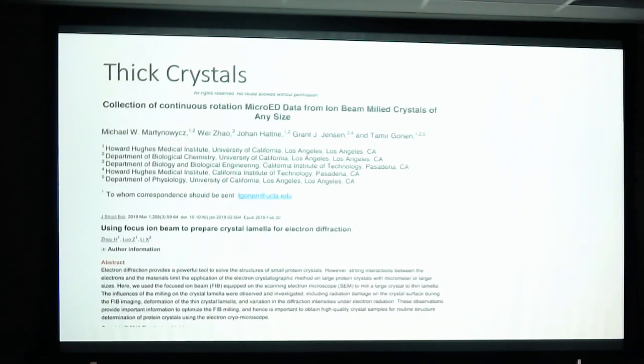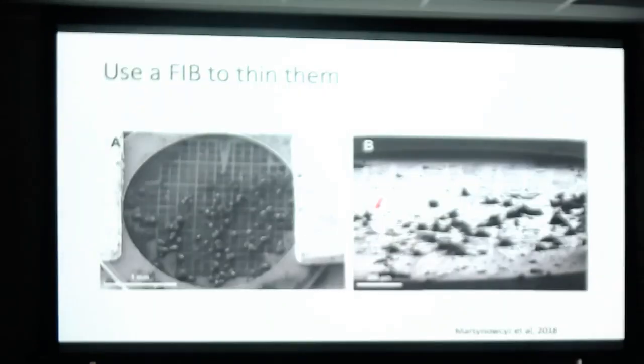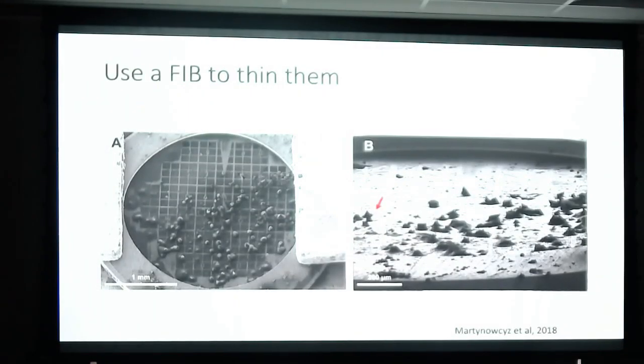Another thing you can do, if the crystals are too big in all the directions, but you still can't make them big enough for X-ray, and if you have the means, is use another microscope, called a focused ion beam scanning electron microscope, where you use a focused ion beam to thin your crystals. So in this case they took some large crystals, deposited them onto an EM grid, and put it into a FIB-SEM microscope. This is a scanning electron microscope view of the grid, so you see the crystals sitting on the grid.